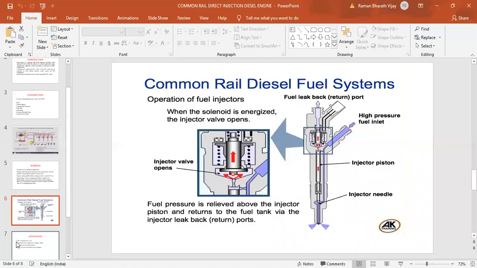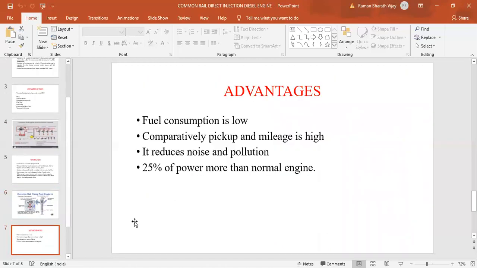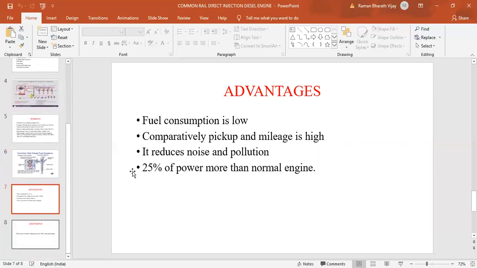Now we will discuss the advantages. Firstly, fuel consumption is low. For any vehicle, we first see the mileage, so mileage is high in the case of CRDI. Third, it reduces noise and pollution. Fourth, power is more. These are the major advantages of CRDI.